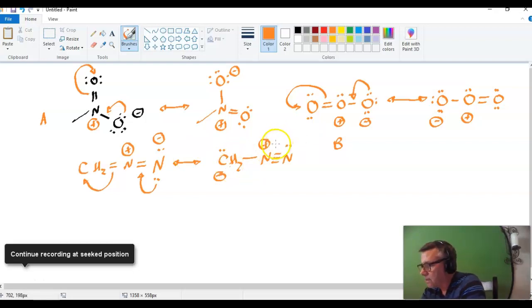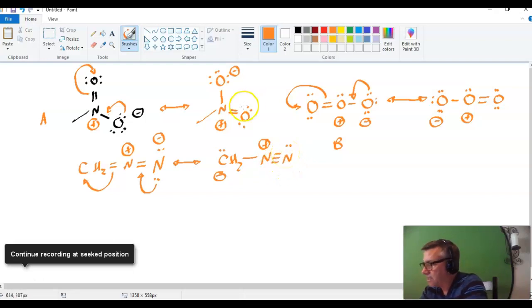Another thing worth noting is that when you count your bonds as 2 in order to check for an octet, in all cases you really want to have an octet. If you have some larger elements, they can have these expanded octets and incomplete octets. But for HONC, you want to try to keep full octets. And here's what I mean by that.